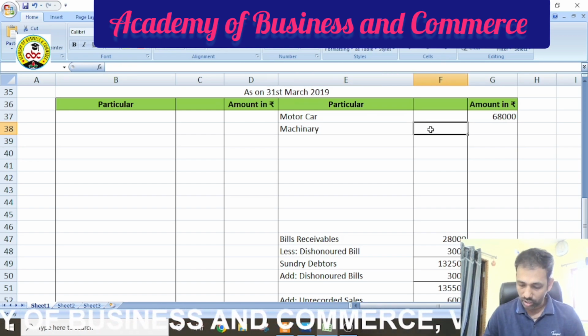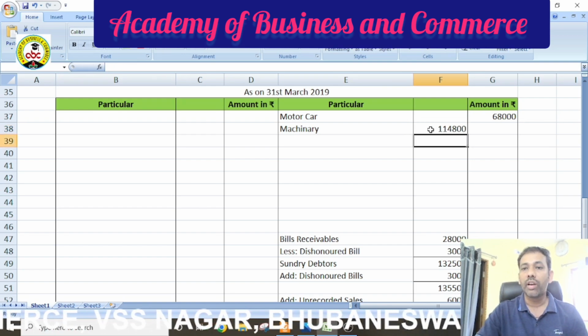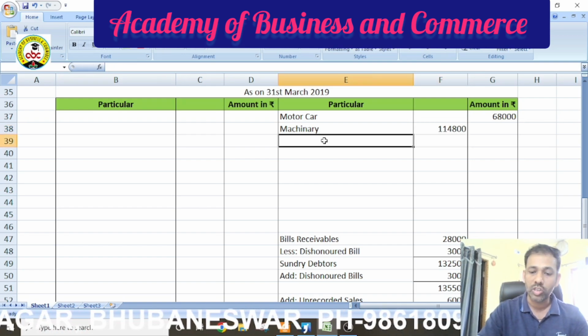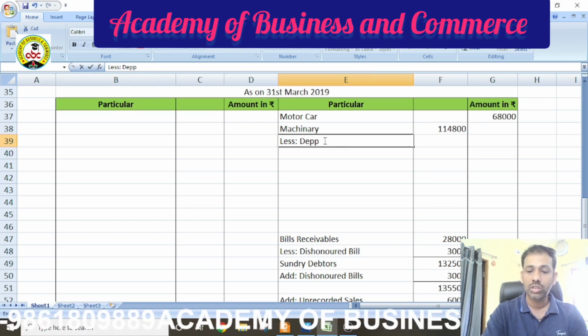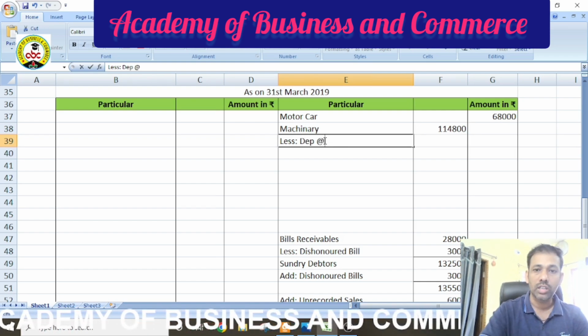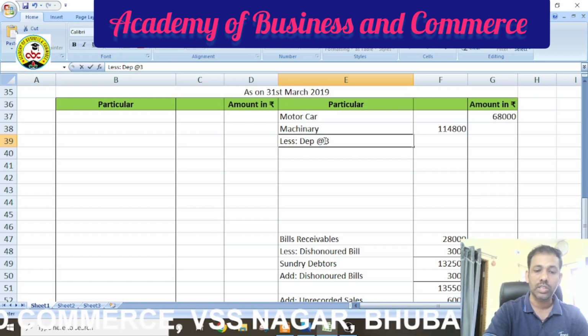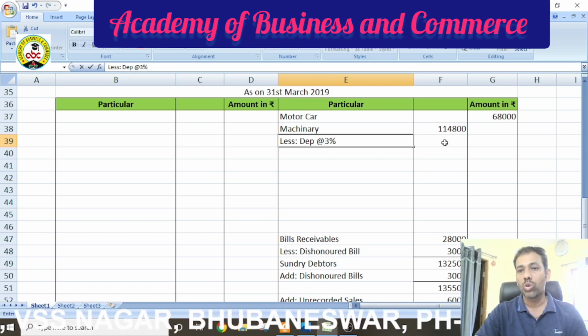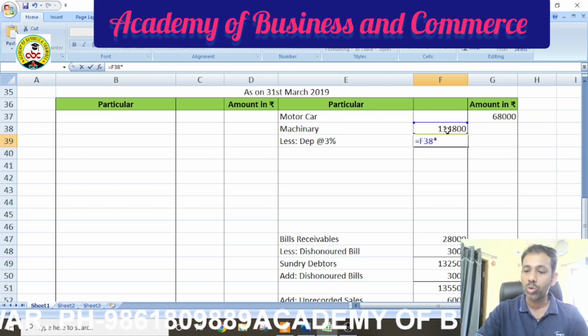Machinery amount is 1,14,800, and you have to treat less depreciation. Depreciation at the rate of how much? Machinery depreciation is at the rate of 3%. So 3% on this amount.